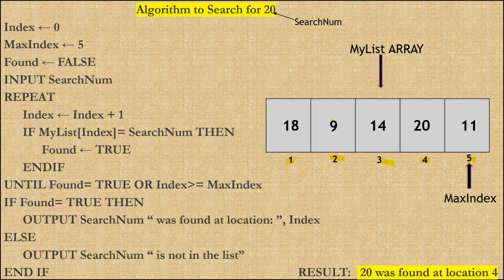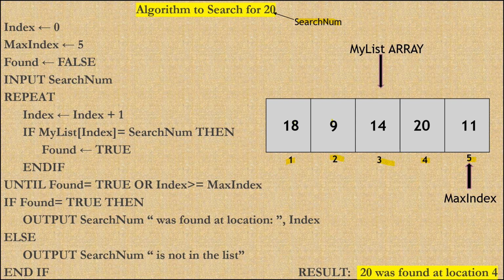Now, the first thing that you're going to do is to input the search number. Like I indicated there, our search number is 20. So input the search number, the user will input 20. Then repeat, this is now the loop. Index is equal to index plus 1. Our index is 0, so it will be set to 1. If myList index, myList, remember, is the name of the array, then index, in this case, our index is at 1, so it means location number 1.